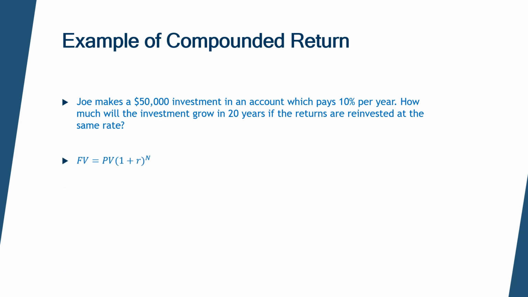So we know the formula. We've gone over this in some previous lectures. It's just the present value times 1 plus r to the nth power. This is where we get the exponent from. It's that n, so the time here is going to be up in that exponent. Plug these variables into that formula, and we get a compounding factor of 6.7275. We multiply that by the $50,000 investment, and we get a future amount of $336,375.